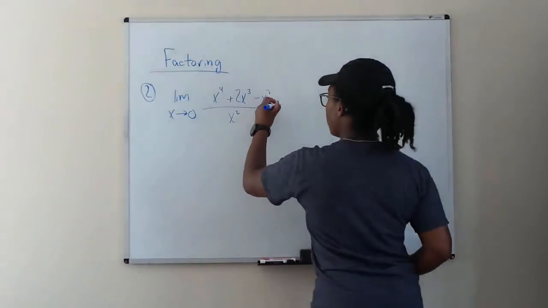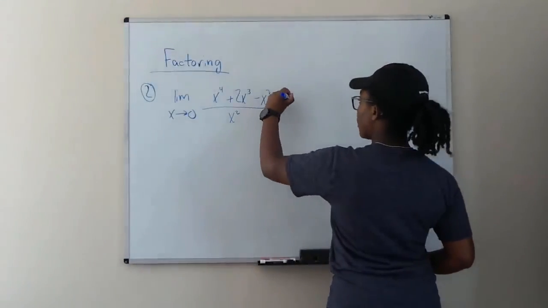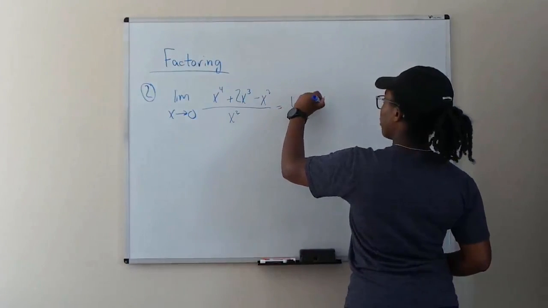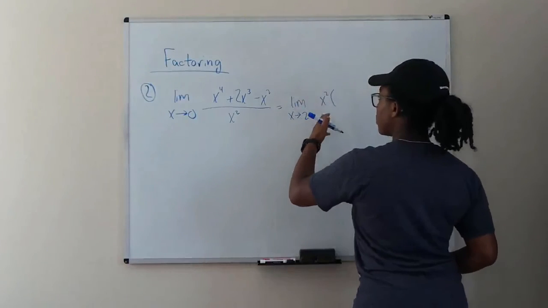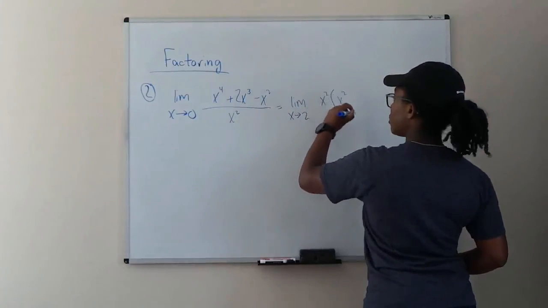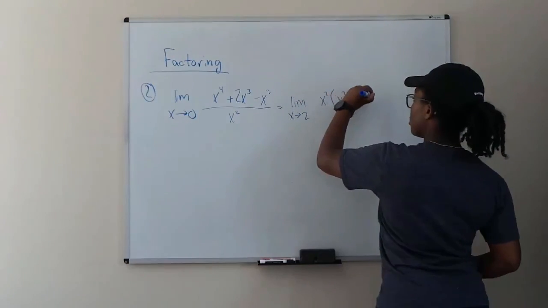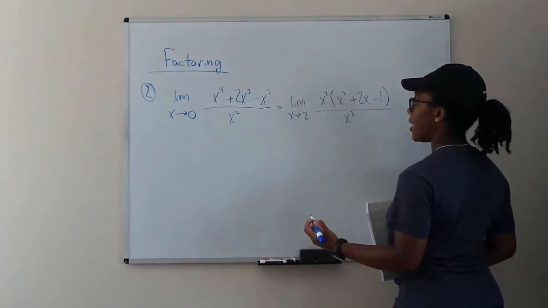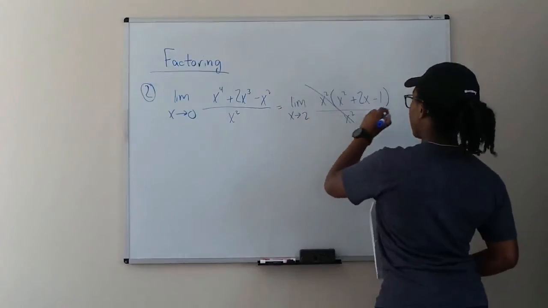And so in this case, we can actually factor out an x squared in the numerator. So we have x squared times x squared plus 2x minus 1. And that's actually going to cancel with the x squared we already have in the bottom. So we can go ahead and cancel that out.